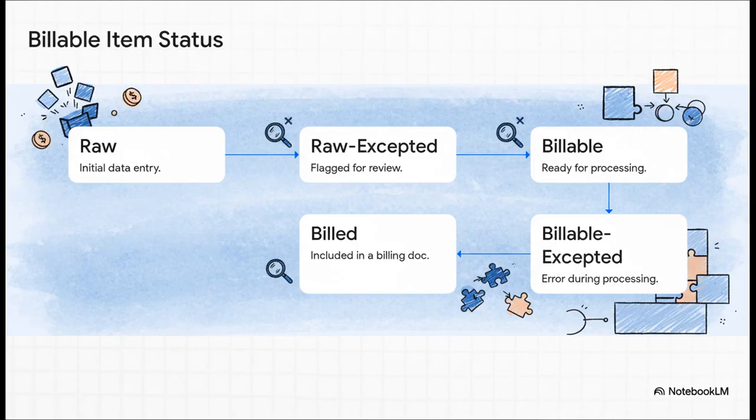And every single one of these items goes on a little journey. It's born as raw data. If something's wrong with it, it gets flagged as an exception. The goal, the whole point, is for it to reach that billable status. You can think of this as a built-in quality control process. The system won't even look at an item for billing unless it has passed these checks and is in that clean, billable state. Then, once it's used, it gets stamped as billed.